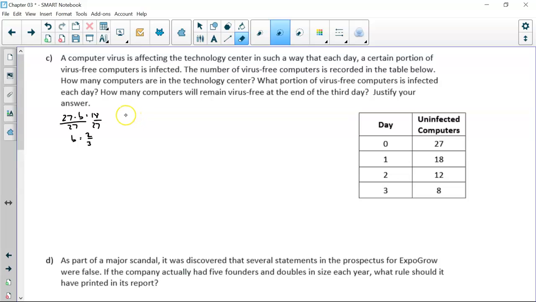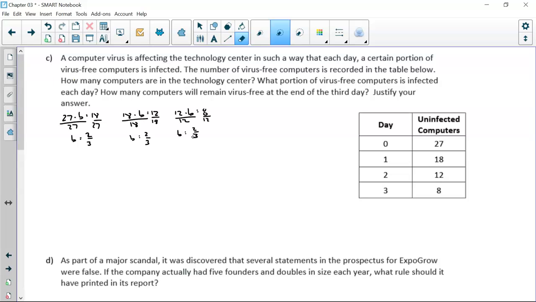Let's keep going and see if that still holds true. 18 times b equals 12. Divide both sides by 18. B equals, once again, 2/3. 12 times b equals 8. Divide both sides by 12. B equals 2/3. So this is exponential. So now we know our multiplier is 2/3. That's how many computers are not being infected, because we have the uninfected computers.